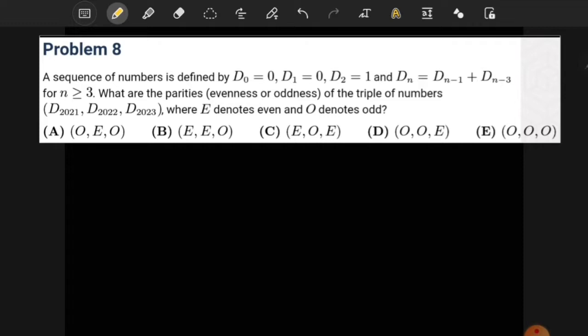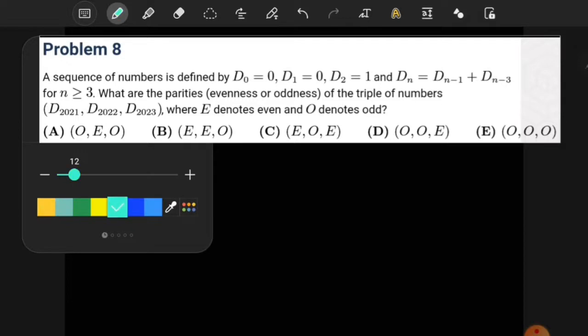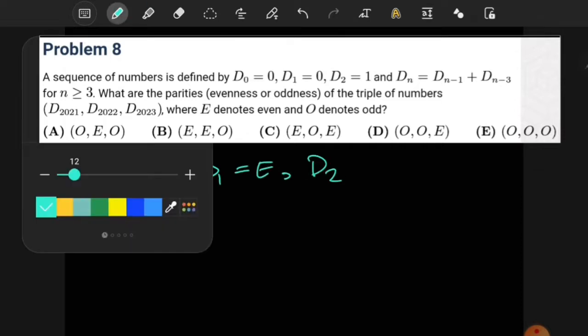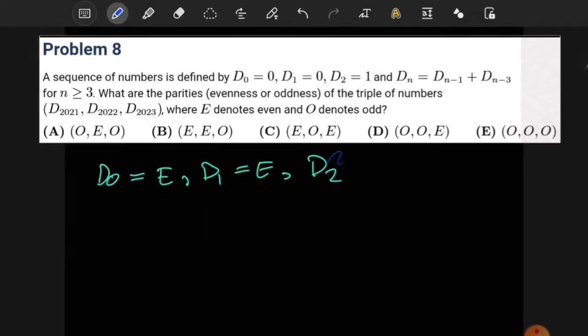In this case, instead of putting 0, 0, 1, I'm just going to put the parity. So d sub 0 is even, because we know that 0 is even. That is the same for d sub 1. And for d sub 2, we know that 1 is odd, so I'm going to put O as a sign that it is an odd number. We're going to find d sub 3 first, and we will progress the sequence so that we can see if there's a pattern, because after that we're going to use the pattern to find the answer.